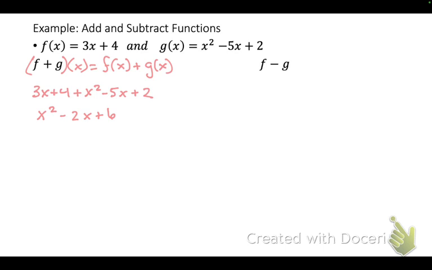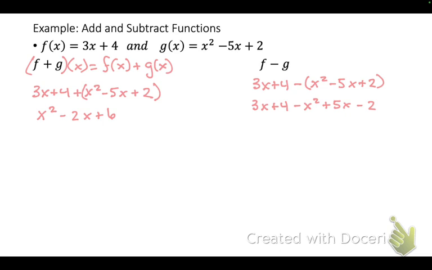Subtract. So we have 3x plus 4 minus g. Why did I put a parenthesis? Because you distribute the negative. We're going to have to distribute the negative. And I didn't put one. Could I have put parentheses over here? I could, but does it make any difference? No. So I have 3x plus 4, minus x squared, plus 5x minus 2.